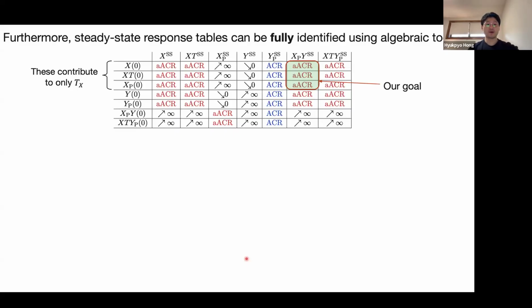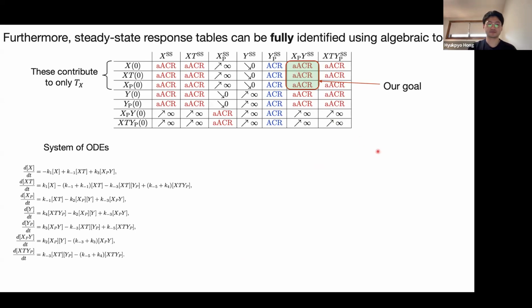And then I just explained that those many asymptotic ACR on the table can be explained by the conservation law and the network structure. And in fact, we have a process of algebraic computation that can actually specify every single entry in this table.